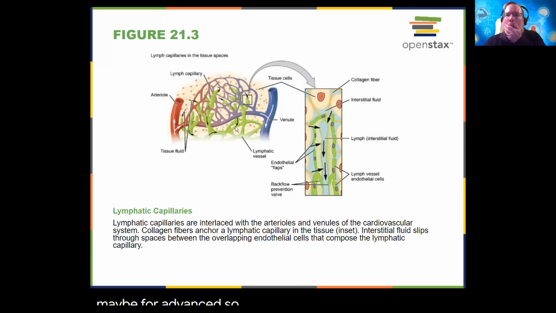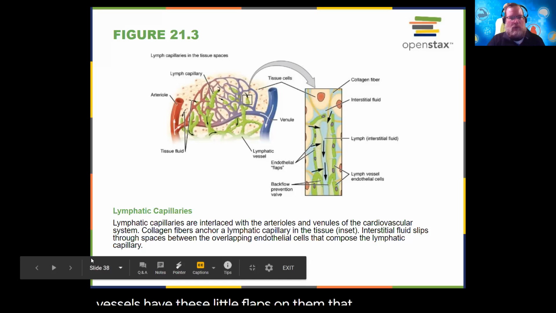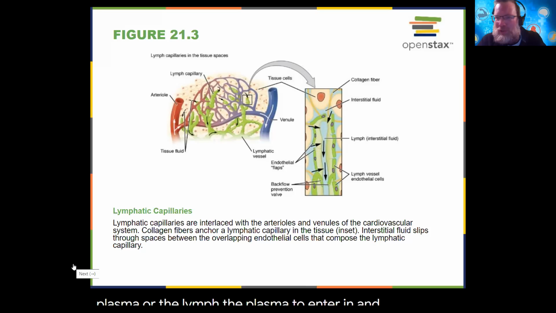Anyway, you can see lymph vessels connected, intertwined with these capillary beds. Again, how are we going to get plasma into the lymphatic system? Well, at a capillary bed. It's the only place we get anything out of the blood or back into it. So lymph vessels have these little flaps on them that allow the plasma to enter in and ultimately become lymph.